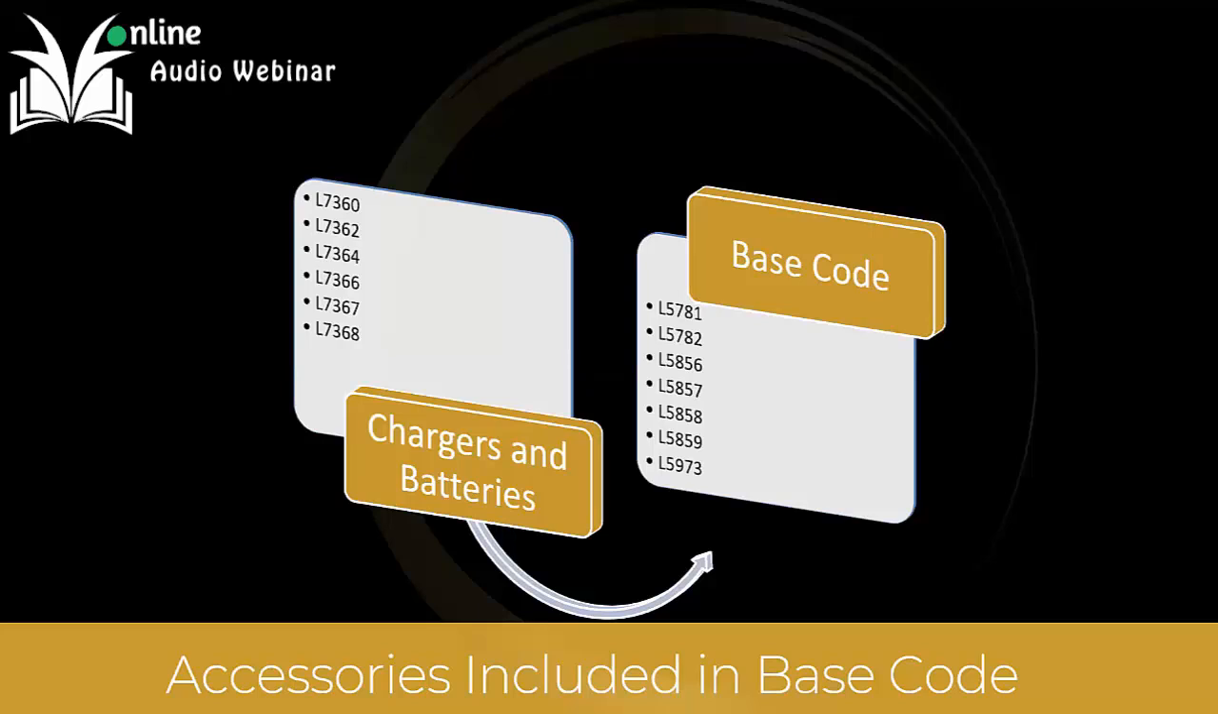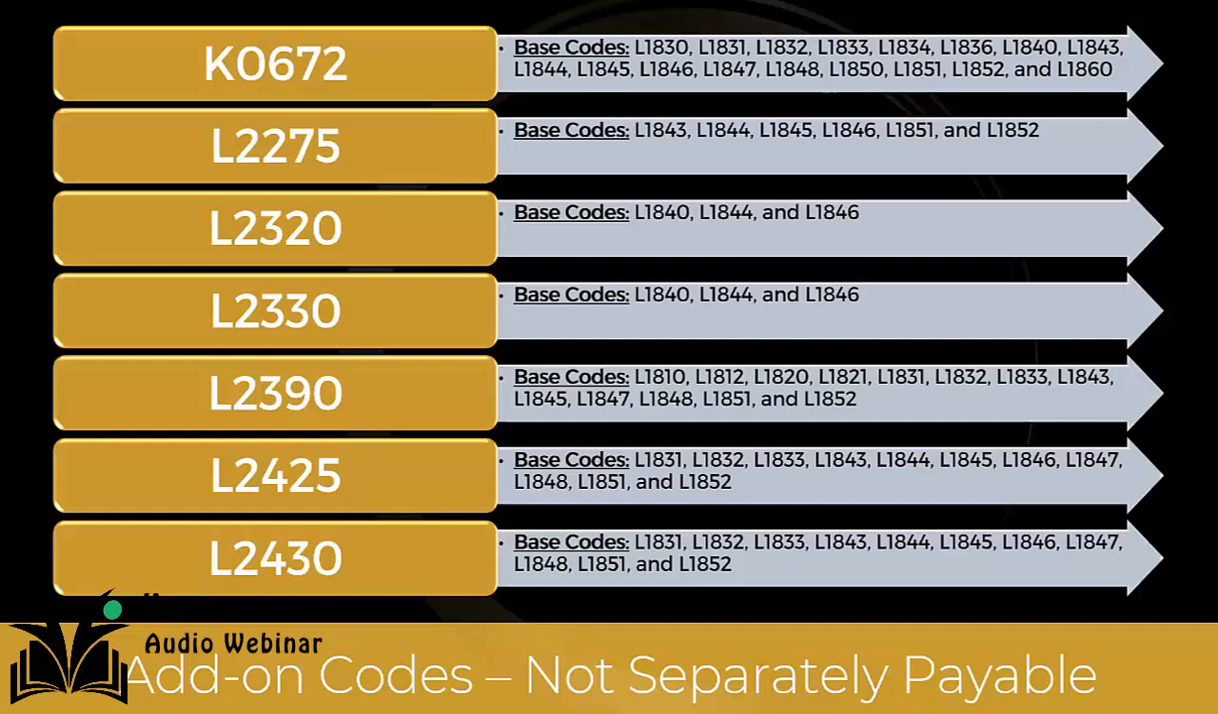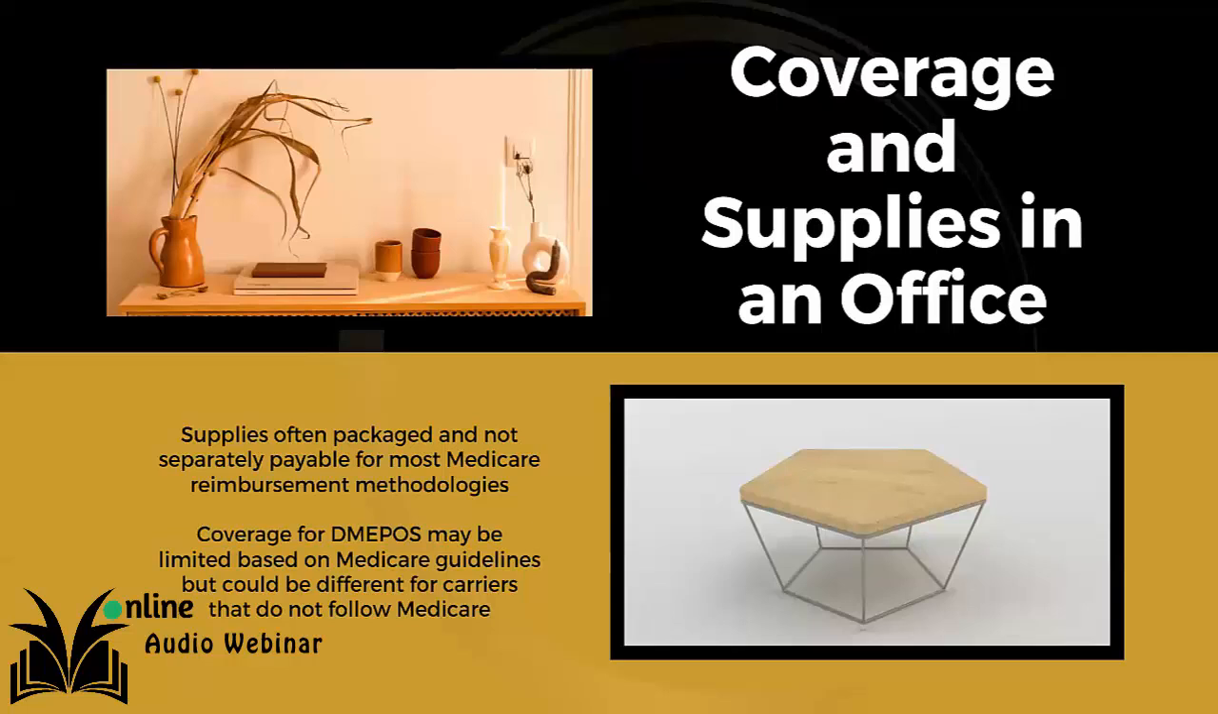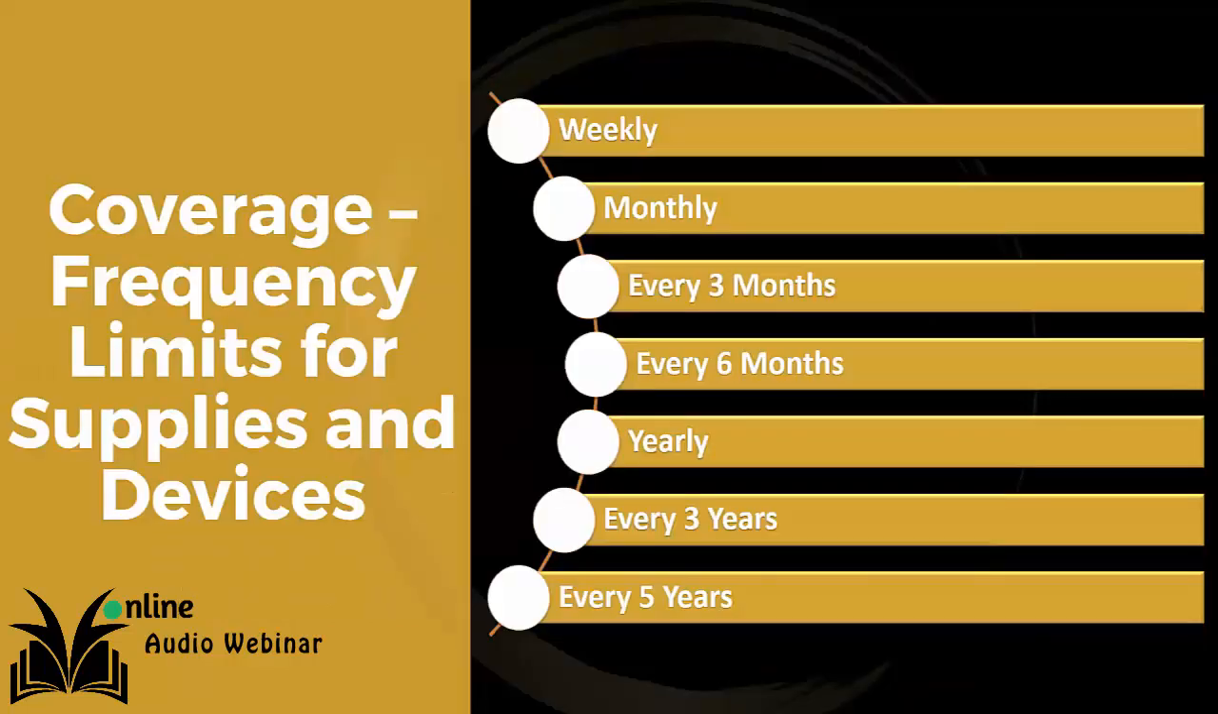So earlier I mentioned TENS units, powered wheelchairs. So here's base codes for the L5781, Medicare's LCDs, or the policy articles, excuse me. And we can see that again, it continues when we're looking at the L2750. So what about the coverage and supplies in an office setting? So how do coverage, frequency, limits, supplies, and devices come into play?